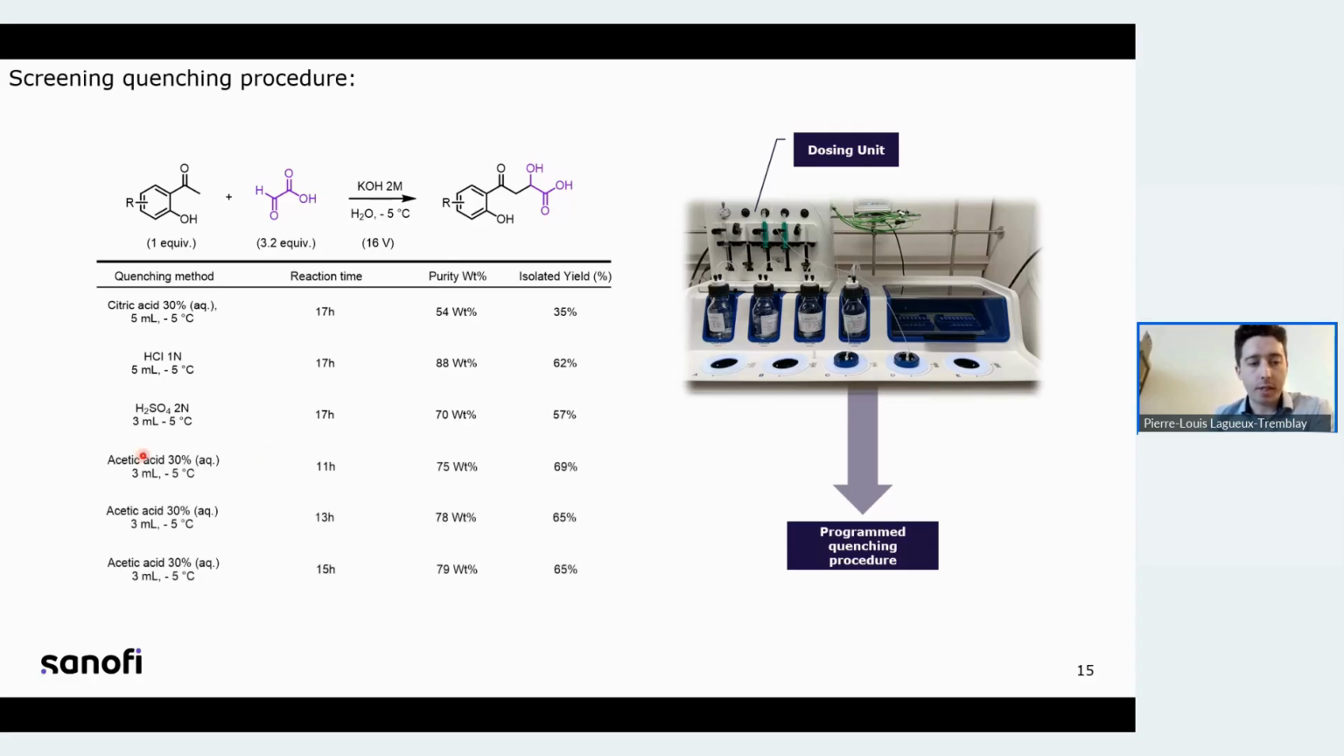But then moving to acetic acid, so a little bit milder, what we can see is we could improve yield and selectivity of this transformation. And we narrowed down to between 11 to 15 hours where we could get higher purity of the compound and higher yield.